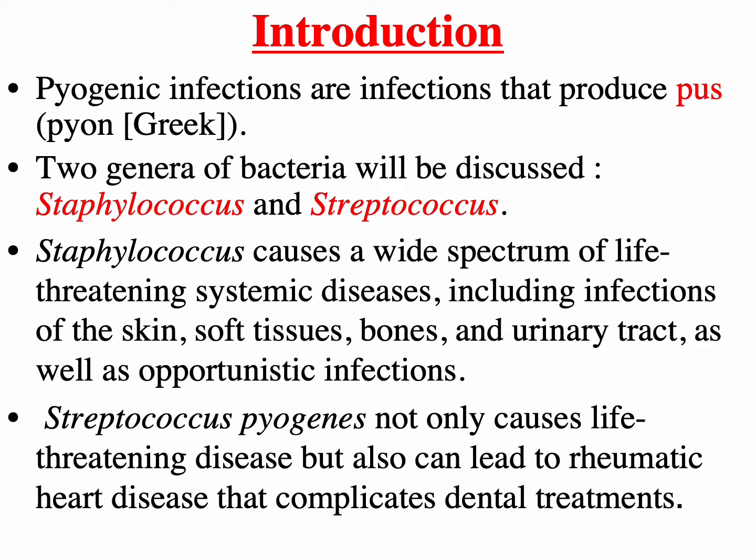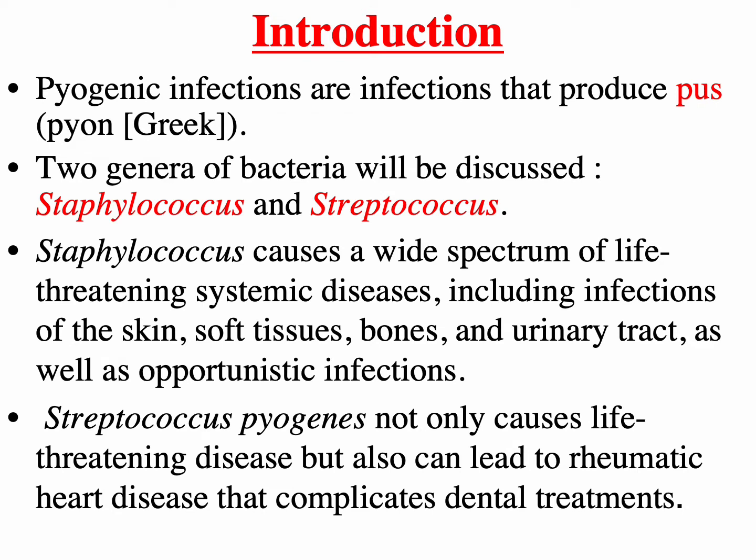There are many bacteria capable of causing these pyogenic infections. There are two genera that we're going to discuss today: Staphylococcus and Streptococcus. Both of them are cocci, meaning both are round-shaped organisms. These are probably the most common type of bacteria causing pyogenic infections. There are other genera capable of doing that as well, but we don't have time to go through them. So why do we pick these two organisms, Staphylococcus and Streptococcus?